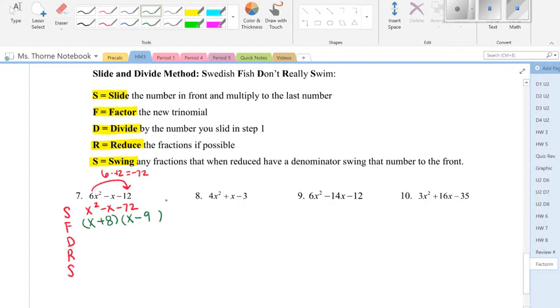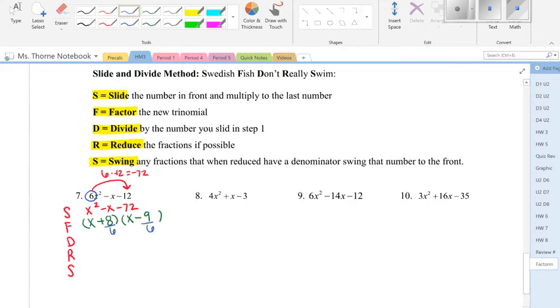So then the next step is, if I were to multiply this and FOIL it to check my work, it wouldn't give me 6x squared minus x minus 12. So if we took that term and multiplied it in the beginning, then you have to do the opposite and divide it back out. When I divide it out, I'm always going to be dividing by the number I slid in the front, which was 6. So I divide both binomial term numbers by 6.